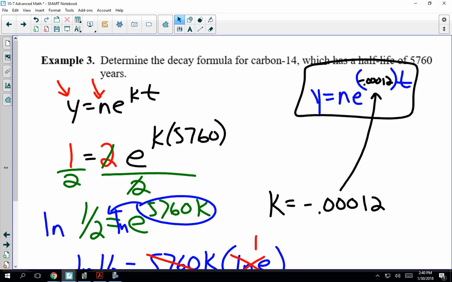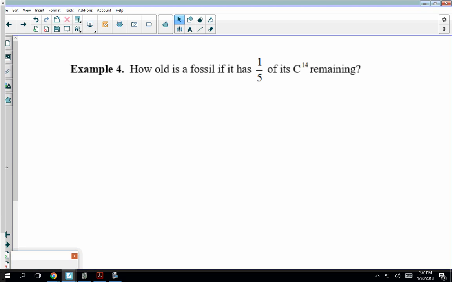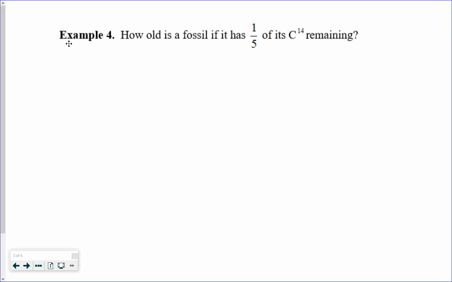Any questions where the information came from? Okay. Well, let's go try and find out how old something is then. How old is a fossil if it has 1/5 of its carbon-14 remaining? Well, good thing we just learned the formula. Now, this formula only works for carbon-14. Don't try this for other isotopes. Okay?